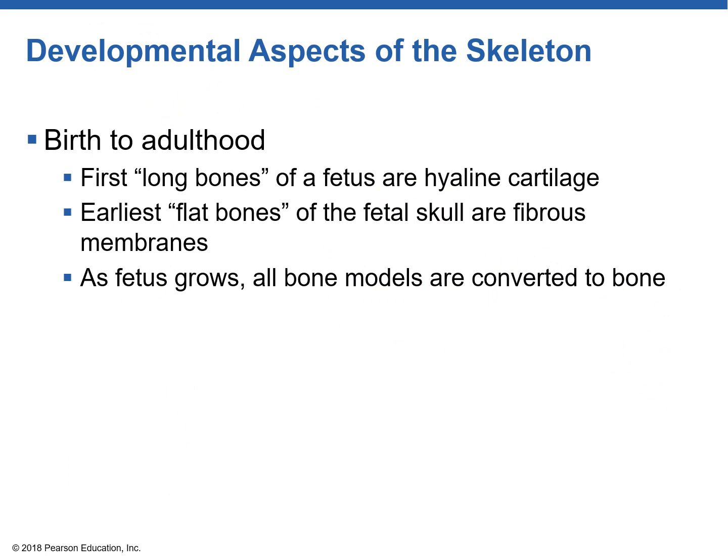The first long bones in a very young fetus are formed of hyaline cartilage, and the earliest flat bones of the skull are actually fibrous membranes. As the fetus develops and grows, all of the bone models are converted to bone. At birth, the skull has fibrous regions that have yet to be converted to bone.